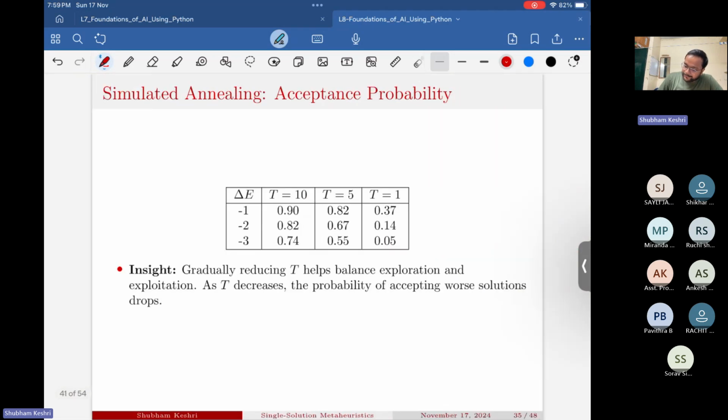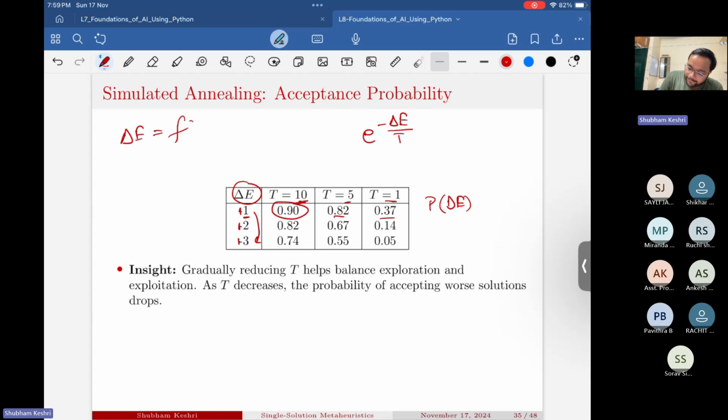If you see this table, this is delta E. And by the way, this should be plus. The expression is e to the power minus delta E by T, so this is the probability. As the temperature decreases, the probability of accepting decreases. All these values are the probability of delta E. Over here, if delta E is 1 and temperature is 10, the probability of accepting a worse solution is 90%. But if the temperature is 5, the probability of accepting is only 0.82, and then it decreases to 0.37. And as delta E increases, what is happening? What is delta E?